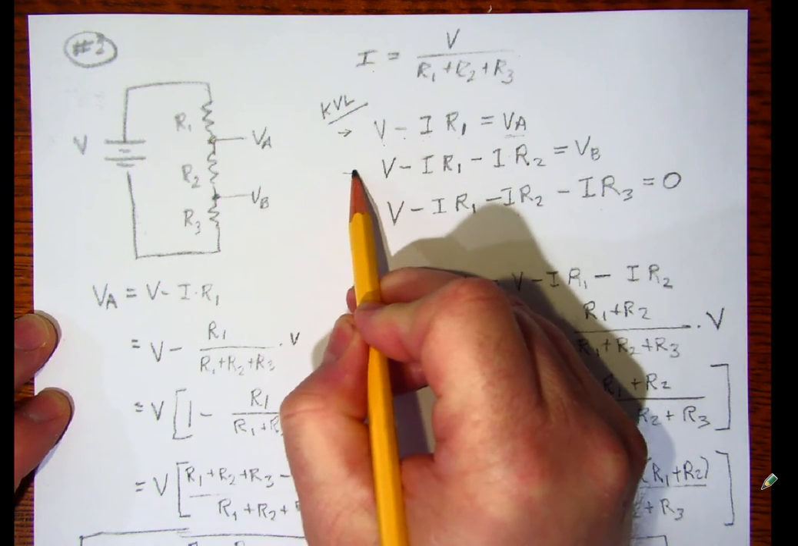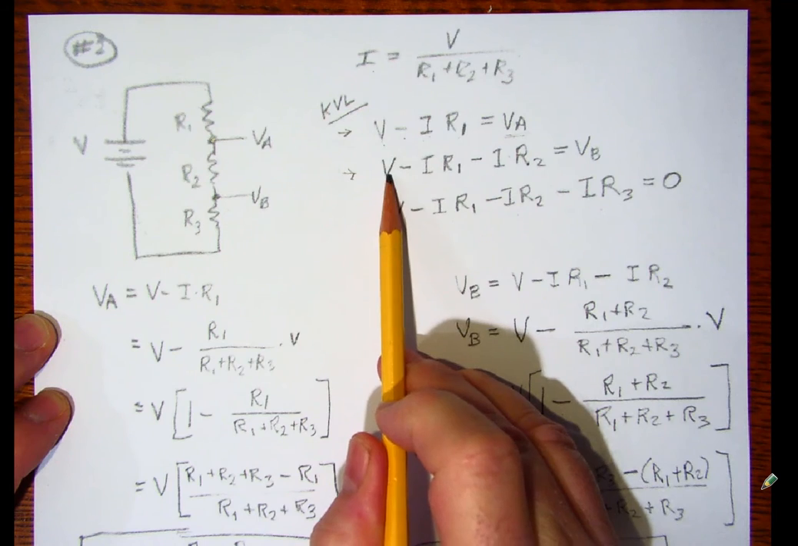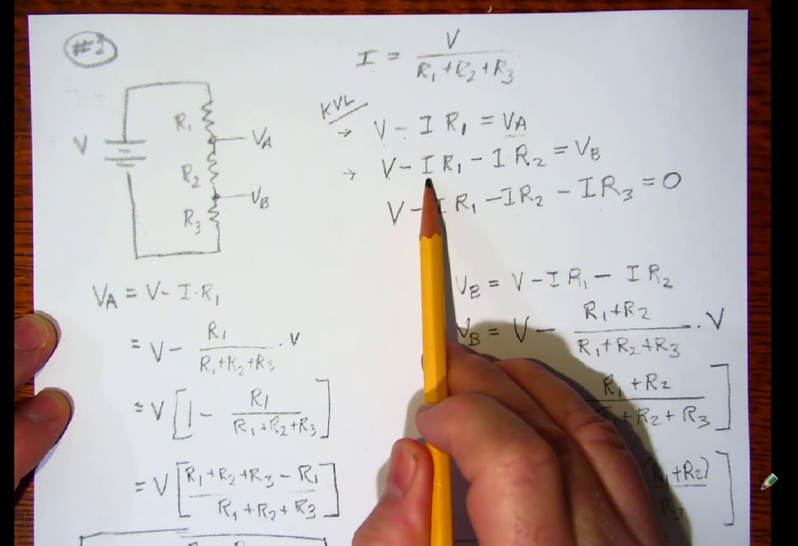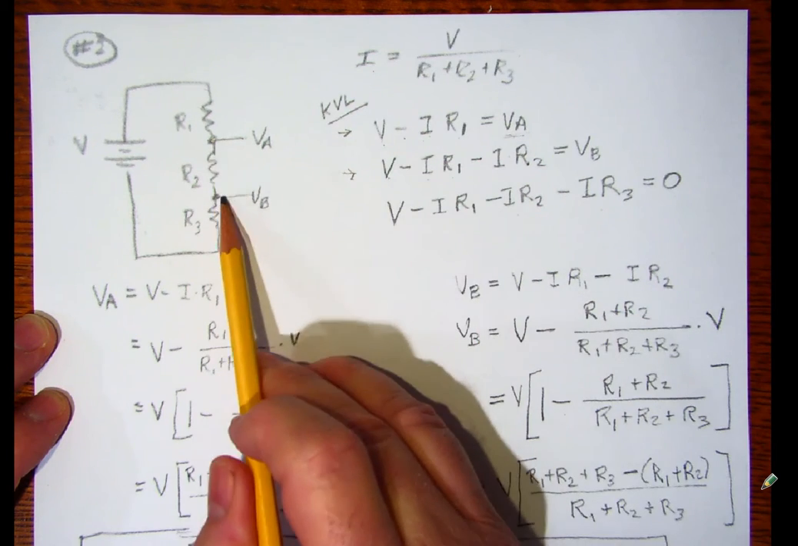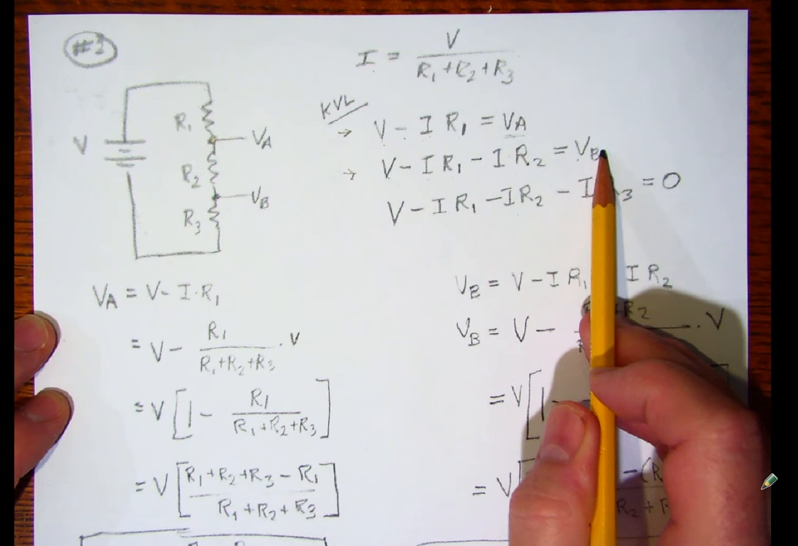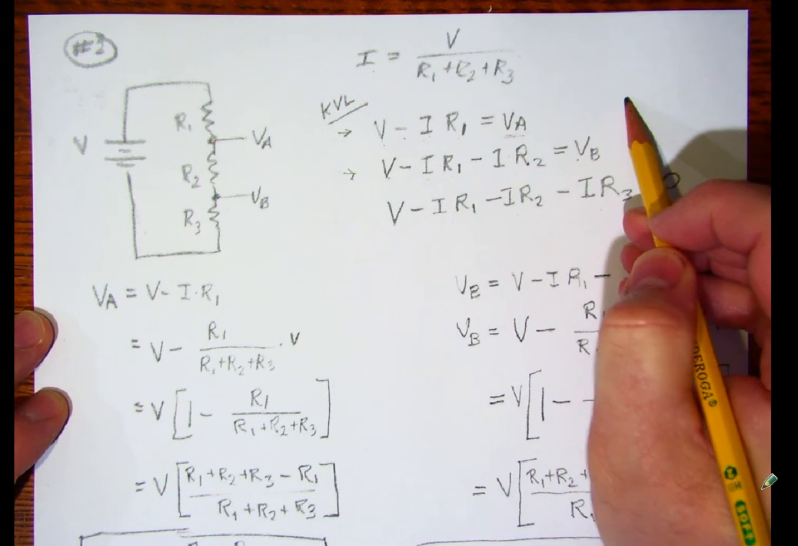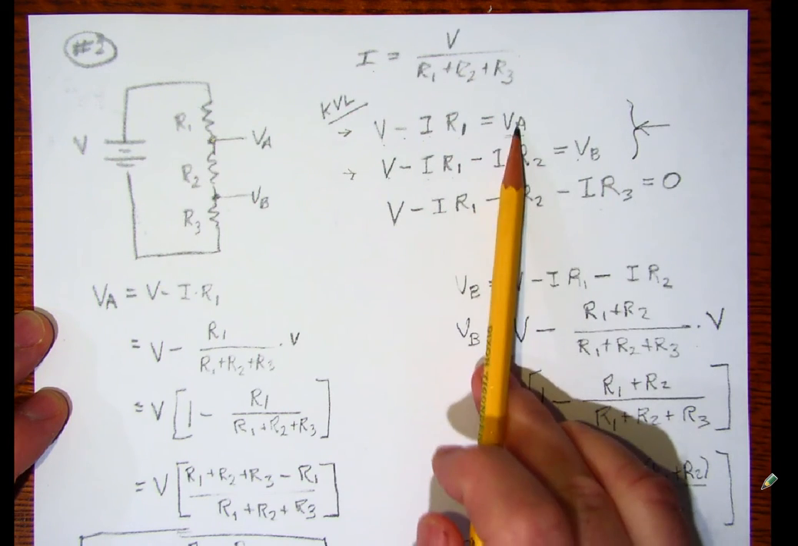Similarly, for the point here, which is V sub B, we go up in voltage V, and then we drop I times R1 to get to here, and then we drop further I times R2 to get to this point, and that is equal to V sub B. So we can use these two equations here to solve for VA and VB.